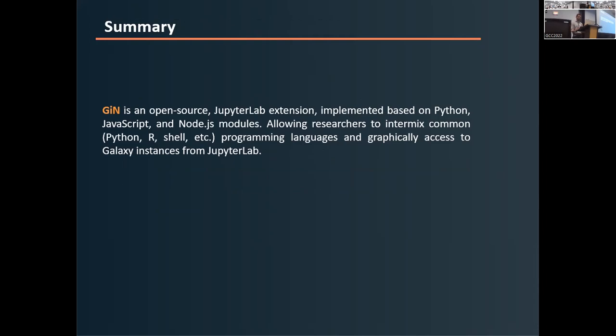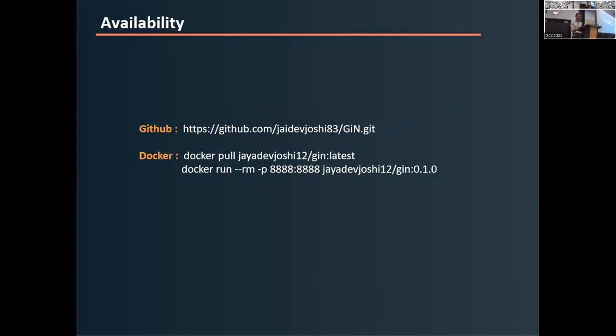In summary, GIN is an open source Jupyter Lab extension which is implemented based on Python, JavaScript, and Node.js modules. It allows researchers to intermix the Python and R programming languages graphically, and users can access all the different Galaxy instances under Jupyter Lab. Currently it is available as an npm and PyPI package, and it can also be run via Docker.